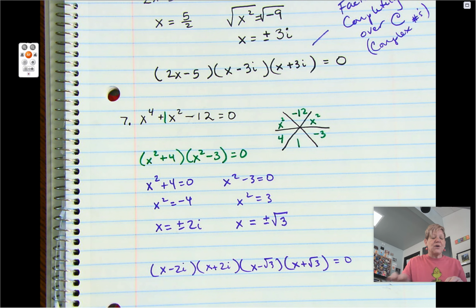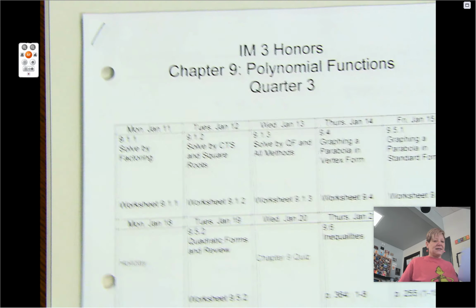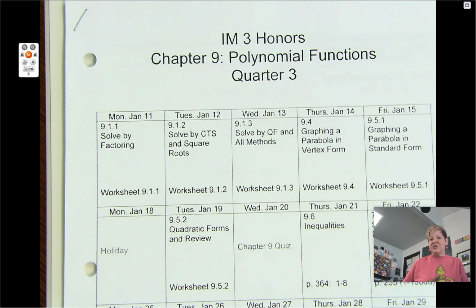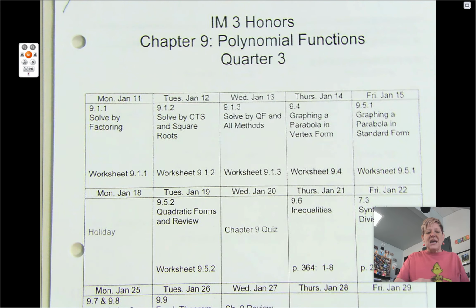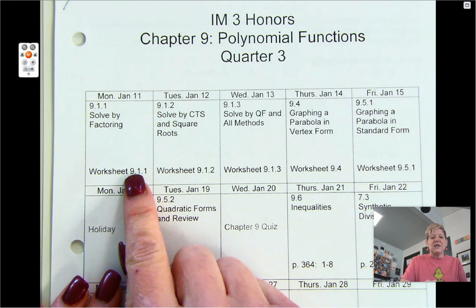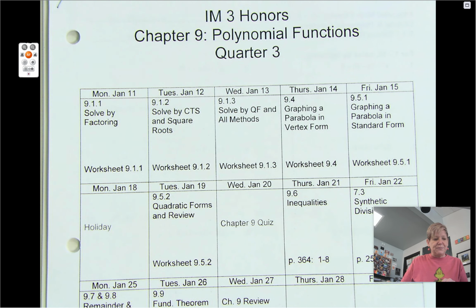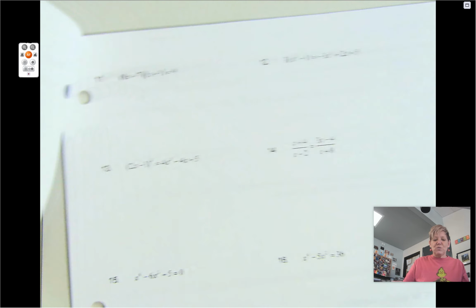Okay, so that is your examples for today and your notes for today. You should have all picked up a packet. If you didn't pick up a packet, I think they're still available at Monte Vista. Just let your teacher know. And you'll see here that today is 9-11 solved by factoring, and there's a worksheet. So this worksheet is what you are going to be doing. And you're going to continue until your worksheet stops.